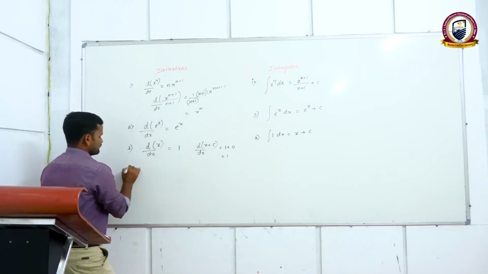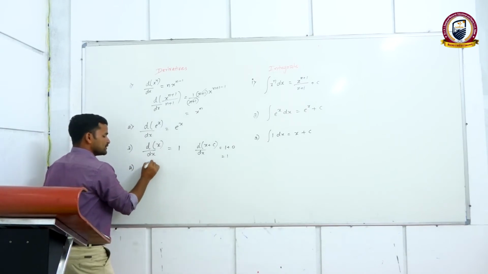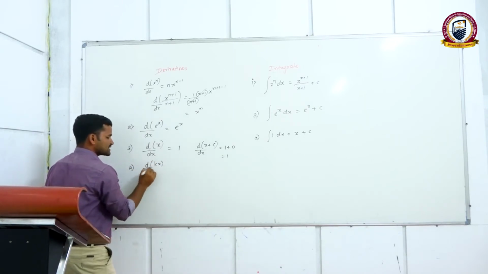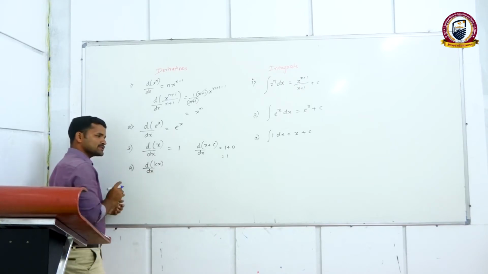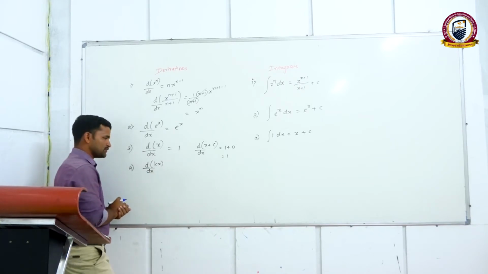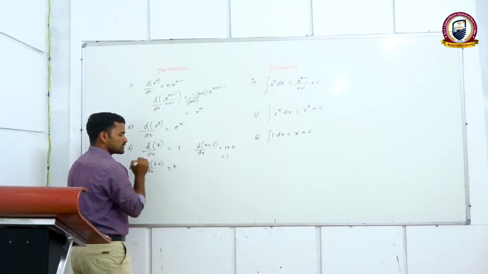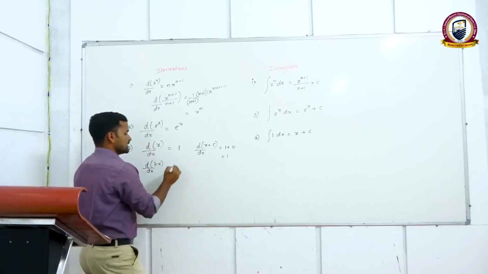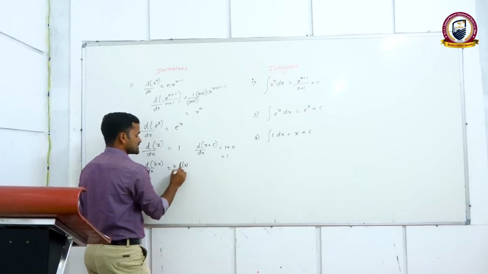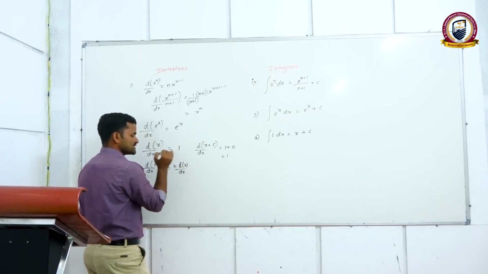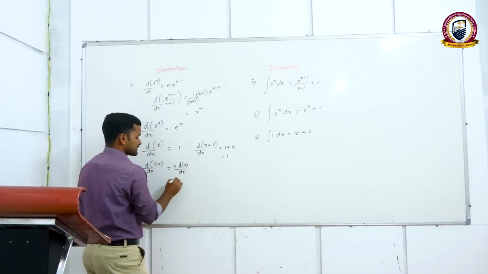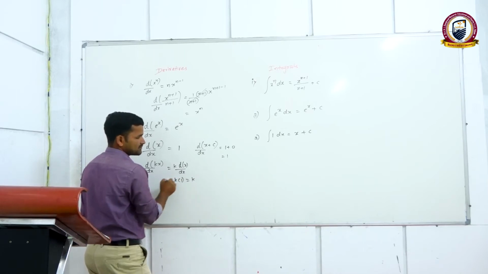Next, fourth one. Suppose I have differentiation of k into x with respect to x. What happens to the differentiation of k into x with respect to x? K we can write out of the differentiation. That is k into differentiation of x with respect to x. Differentiation of x with respect to x is 1. K into 1, this is nothing but k.